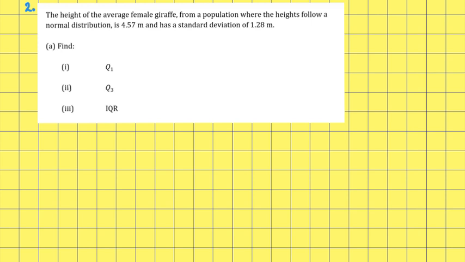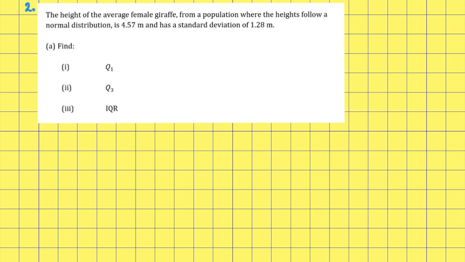Here is a typical exam question. Question 2. The height of the average female giraffe from a population where the heights follow a normal distribution is 4.57 meters and has a standard deviation of 1.28 meters. Find part 1, Q1, part 2, Q3, part 3, the interquartile range. Well, we know that Q1 is 25%. We know that Q3 is 75%, and we know that the interquartile range is Q3 minus Q1.